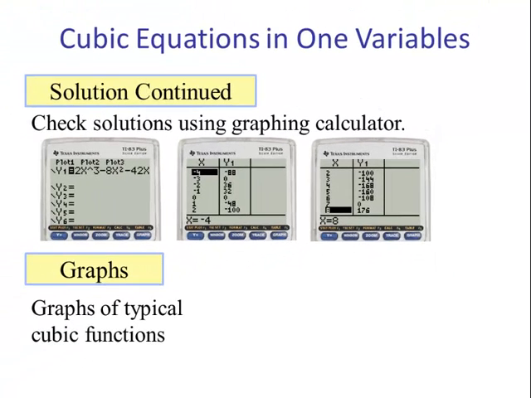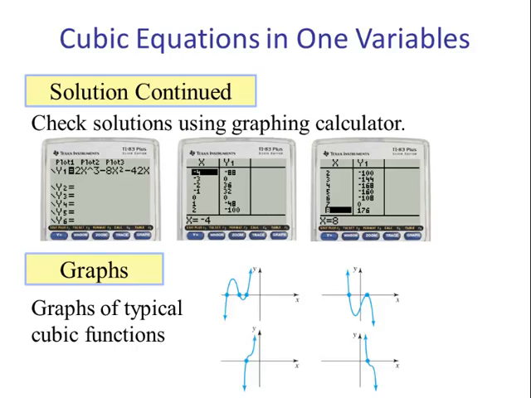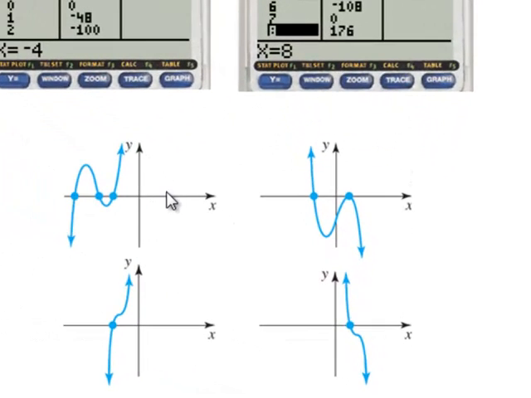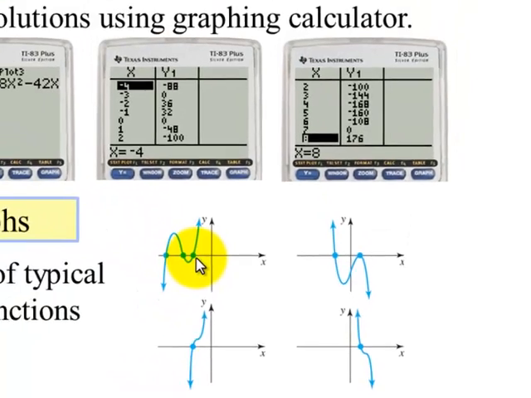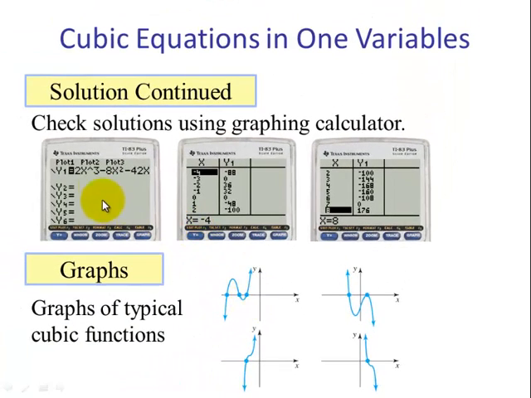So if we think about some typical cubic functions, in this case we have three x-intercepts. So this function will have three x-intercepts: negative 3, 0, and 7. Now there's some certain cubics that only have two x-intercepts, and it's possible for some cubics to only have one x-intercept.